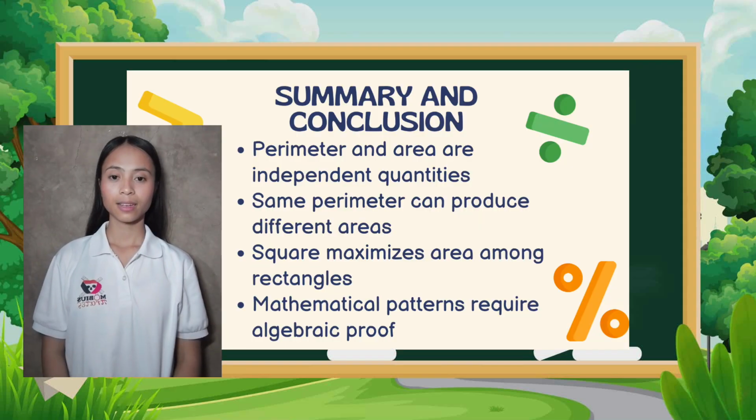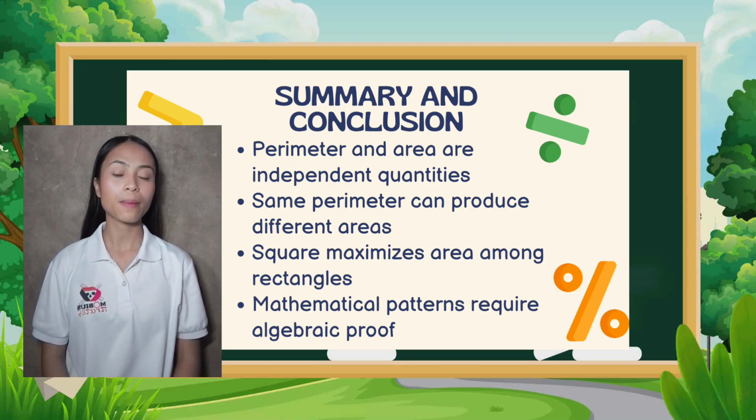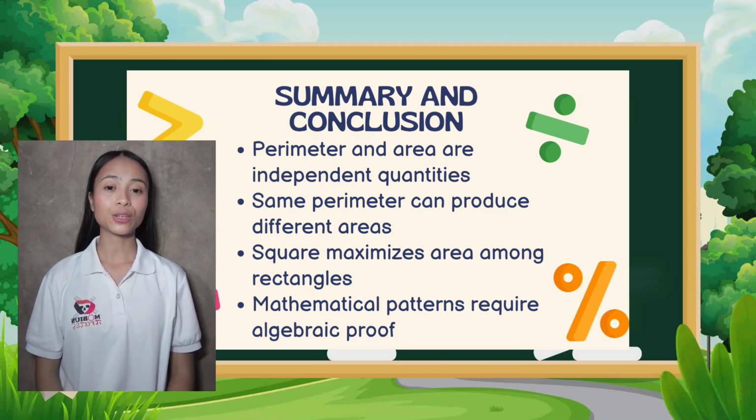In conclusion, we have confirmed that perimeter and area are independent quantities. One does not dictate the other. While many people believe a fixed boundary means a fixed space, our investigation proves that the square is the unique rectangle that maximizes area for any given perimeter. This conclusion is supported not just by our numerical data, but by the algebraic proof of the quadratic area function.